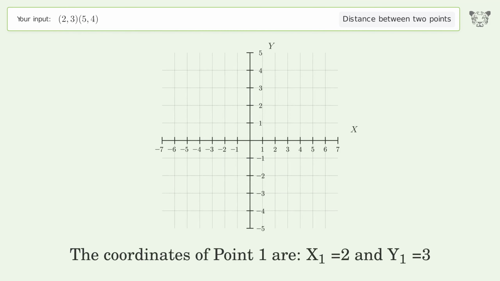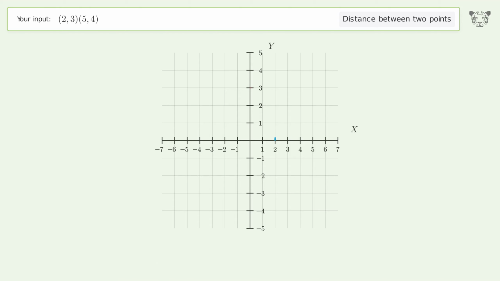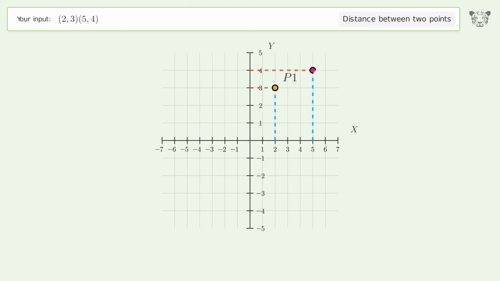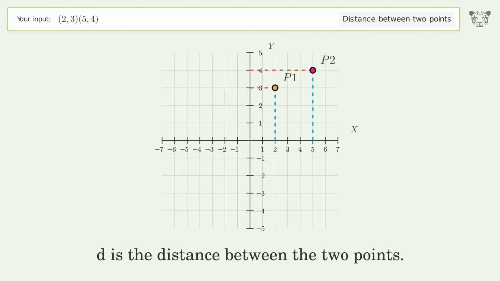The coordinates of point 1 are, x1 equals 2 and y1 equals 3. The coordinates of point 2 are, x2 equals 5 and y2 equals 4. D is the distance between the 2 points.